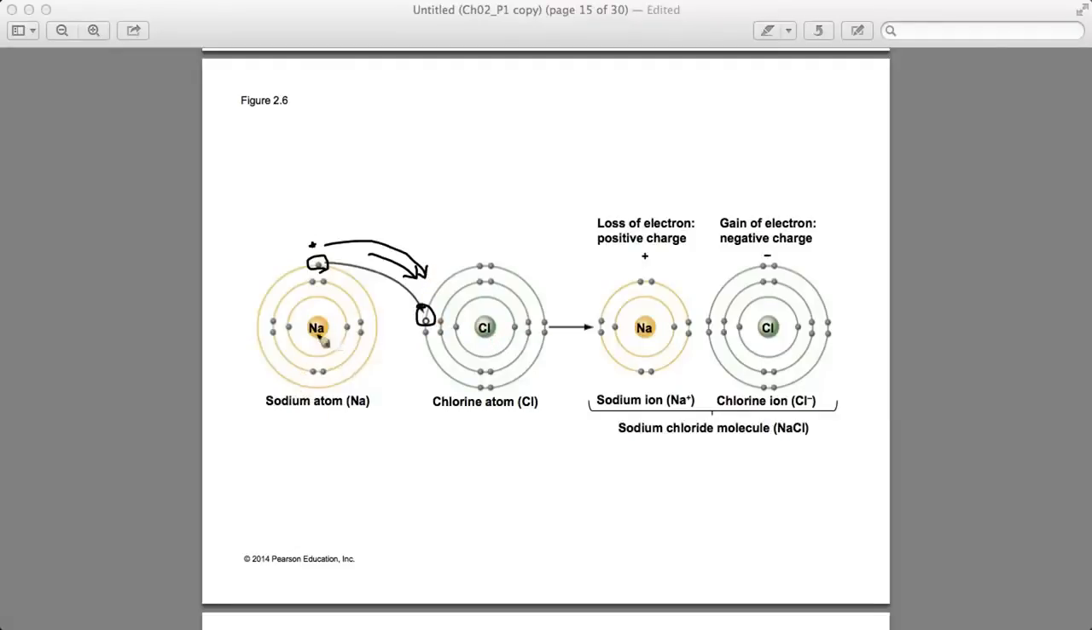So if sodium loses an electron, it becomes more positive, and that electron is gained by the chlorine atom, which becomes negatively charged. So sodium is positive, chloride is negative. These two oppositely charged ions now attract each other, and it forms an ionic bond.